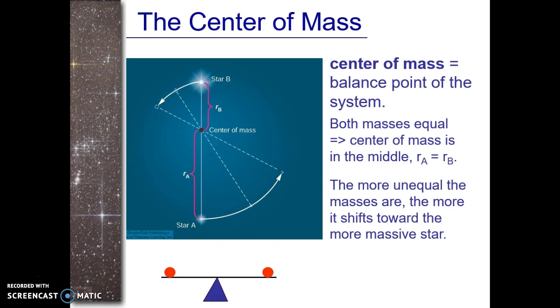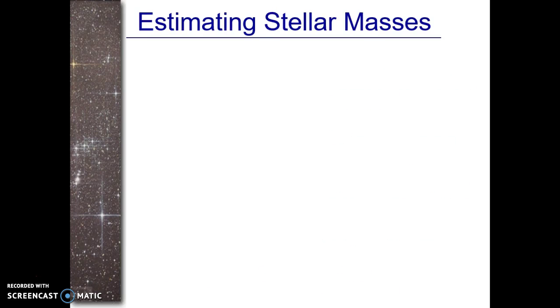Well, what if the masses are more unequal? If one of them is more massive than the other, then the center of mass will shift towards the more massive star. So if this big, huge ball were sitting on the edge of the teeter-totter, it would be slanted, and it wouldn't be able to go back up. To make it more even, the center of mass had to shift towards the big star. They couldn't be an equal distance apart.